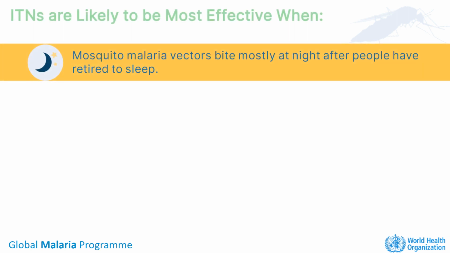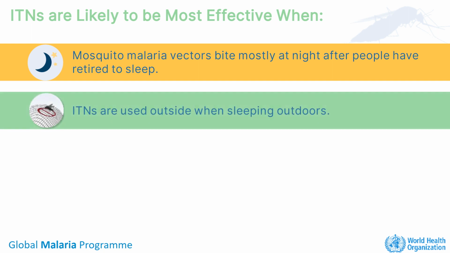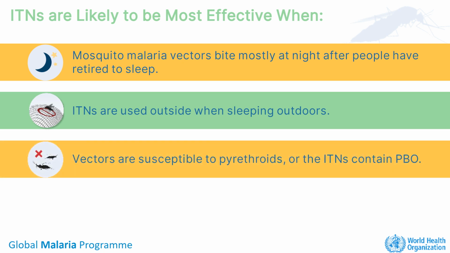ITNs are likely to be most effective when malaria vectors bite mostly at night after people have retired to sleep, because that's when people will be sleeping under ITNs. ITNs can be used outside if they are hung up, so they can still be effective in areas where people sleep outdoors. ITNs will be most effective in areas where vectors remain susceptible to pyrethroids.